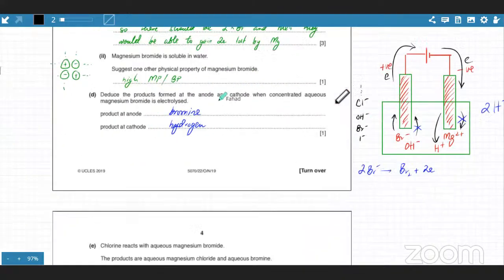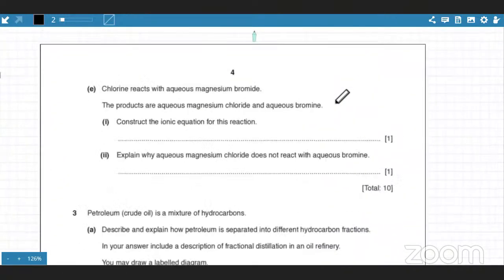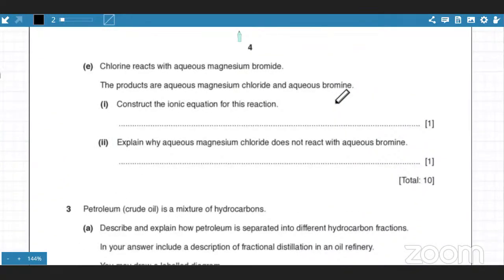Now let's move to the next part, which states part E. Part E states chlorine reacts with aqueous magnesium bromide. The products are aqueous magnesium chloride and aqueous bromine. Construct the ionic equation for the reaction. So for this, I'm going to first construct the equation.